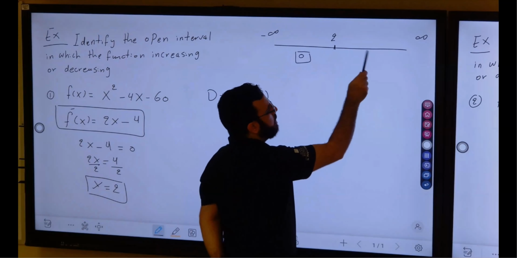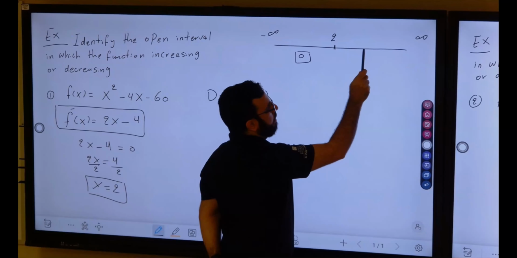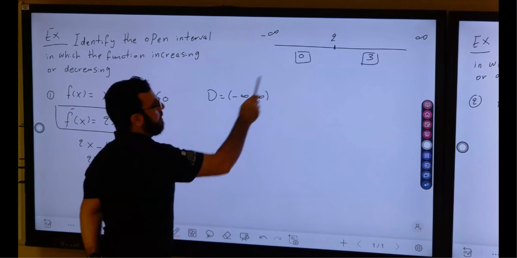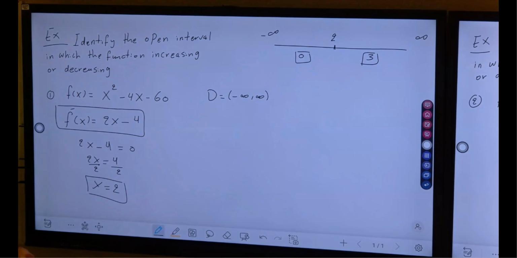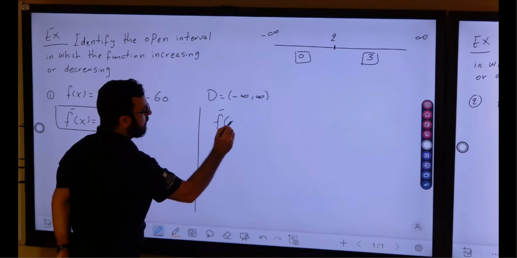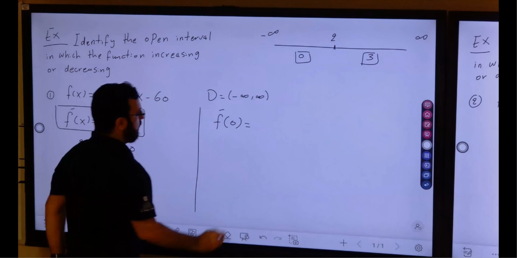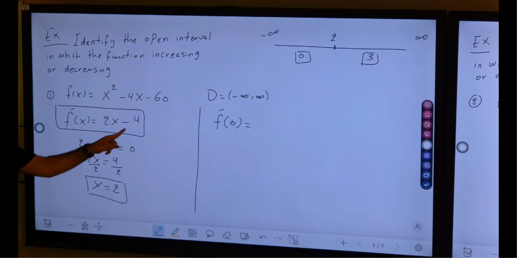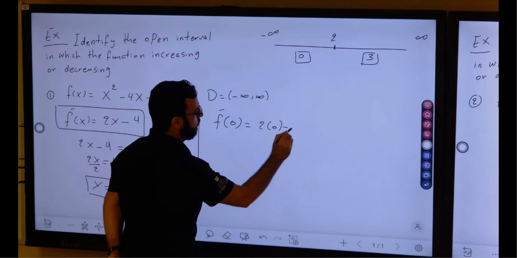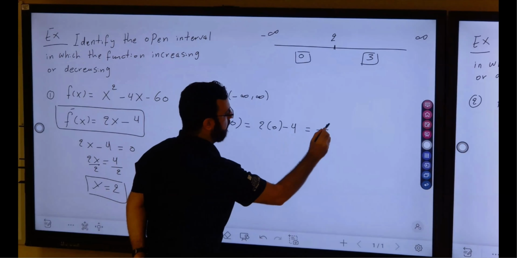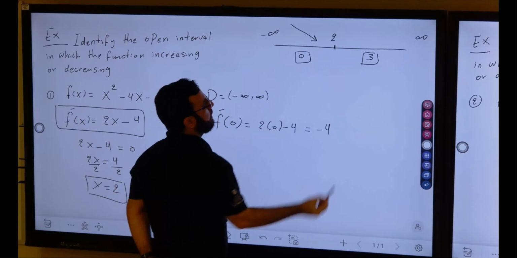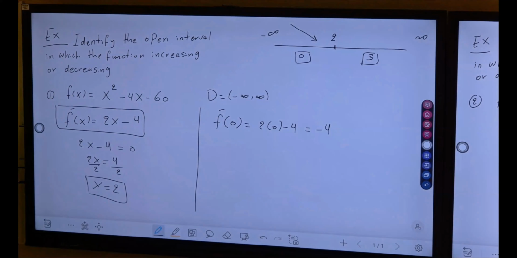On this side, which number can I pick? 3. Any number here, any number here. Let's check the first derivative. F prime of 0. Okay. 2 times 0 minus 4, which is equal to negative 4. A negative number. That means on this side, the function is what? Decreasing.